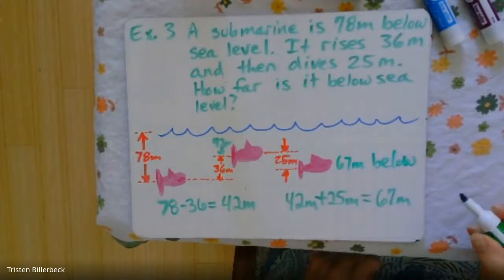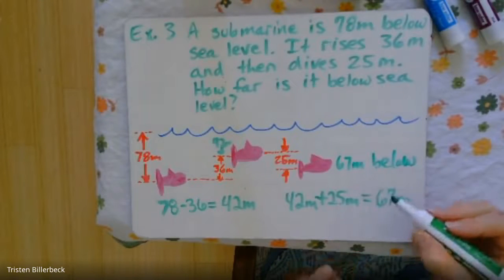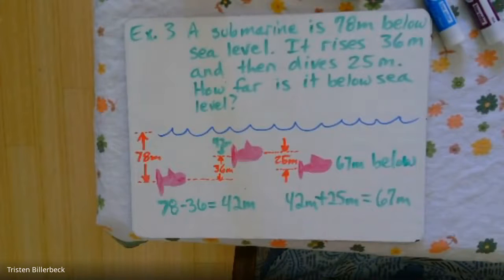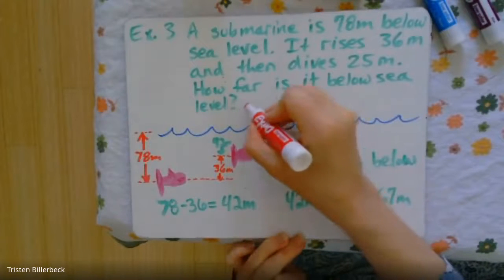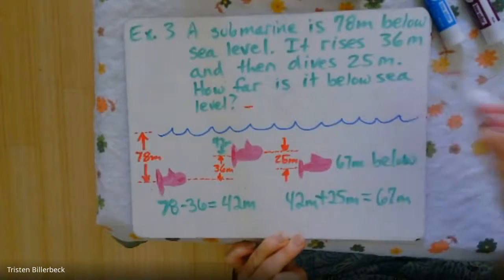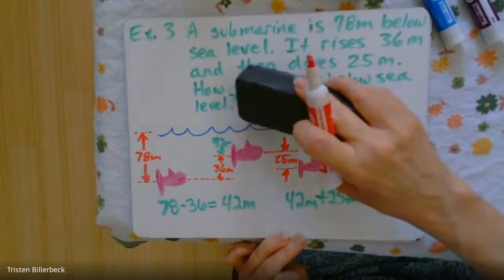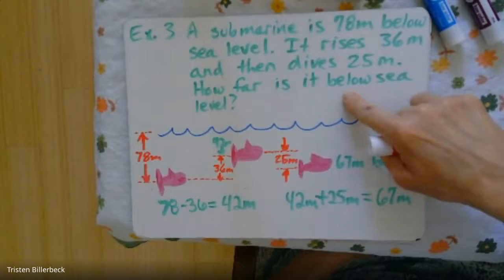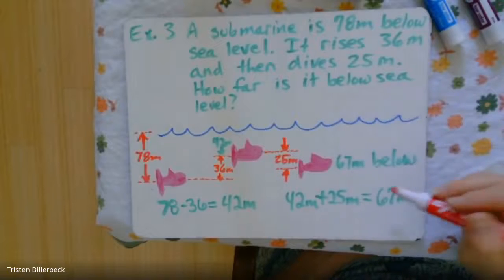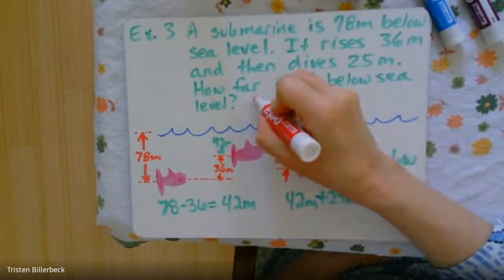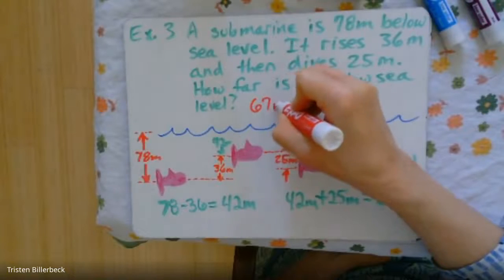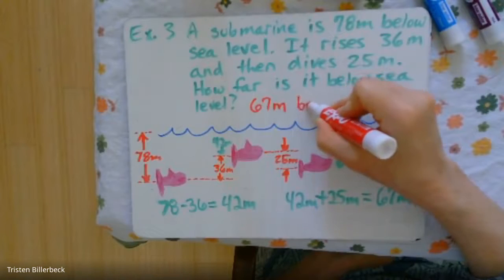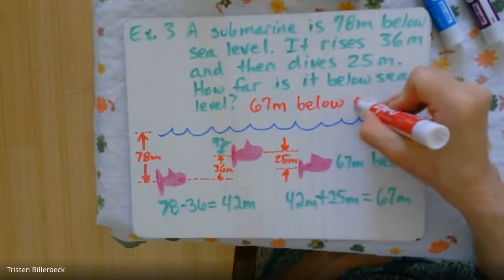Below means a negative number. So we end up at negative, oh, it says below. So it's already taking into consideration that it's below. If it hadn't had this word below, we would have put negative 67, but it said below. So it's 67 meters below sea level.